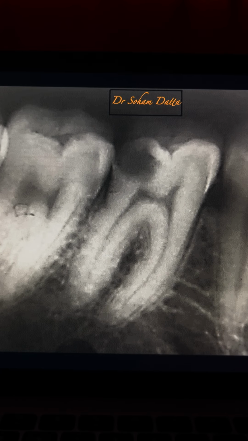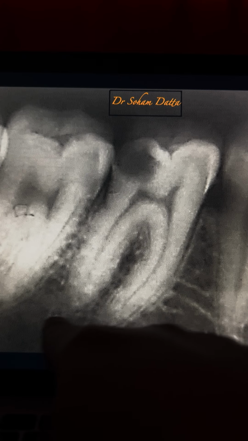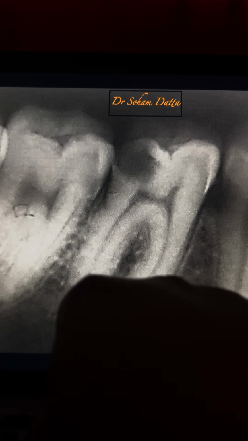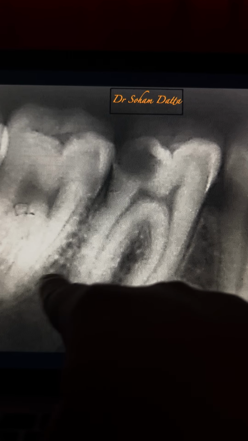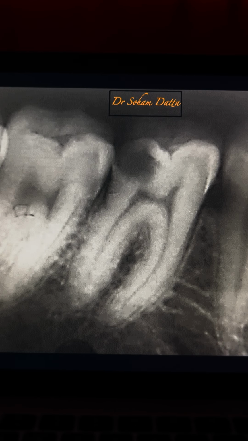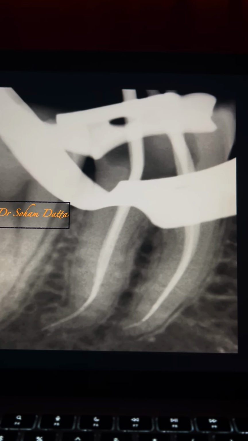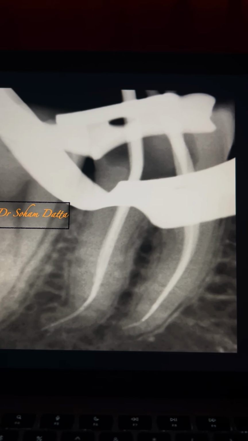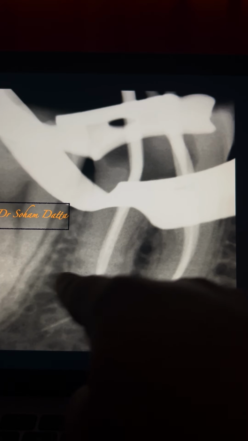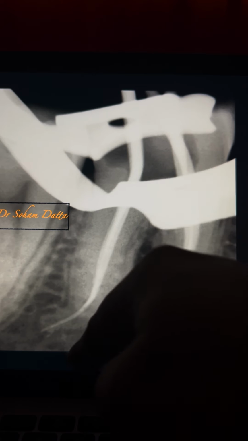Now at a glance, you will see that the root ends here, but if you give a closer look, you will see the curvature present on the distal side of this distal root at the apical third. Now, this is the picture of the master cone selection of the tooth, and here you can see better that there is a distal curvature present at the apical third of the distal root.